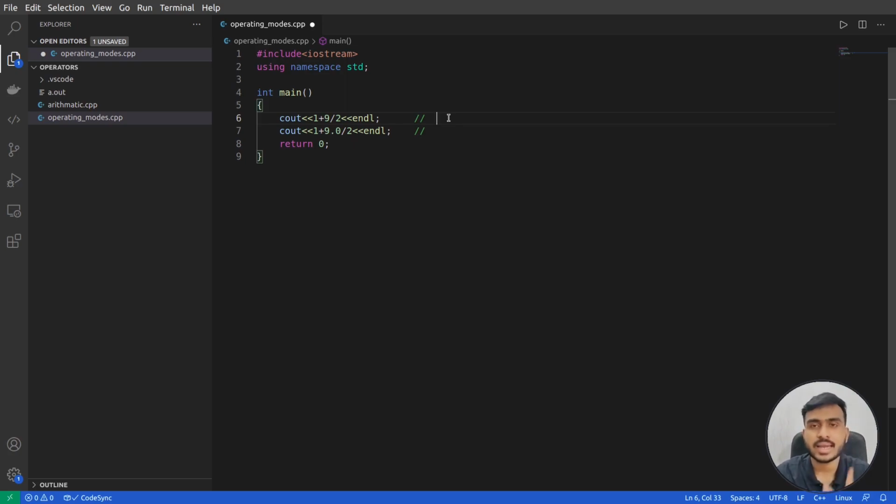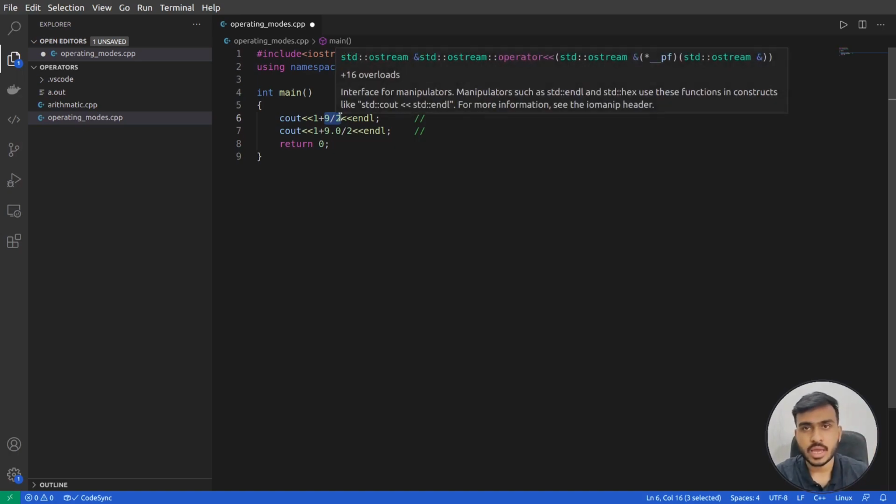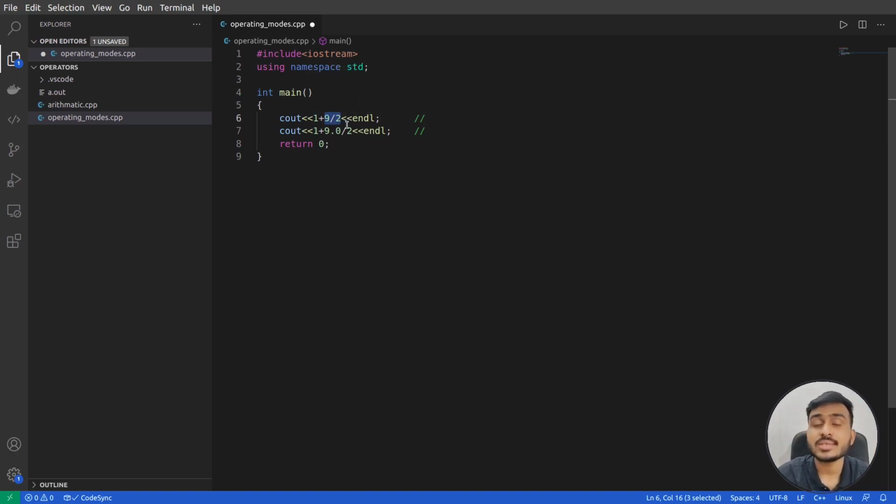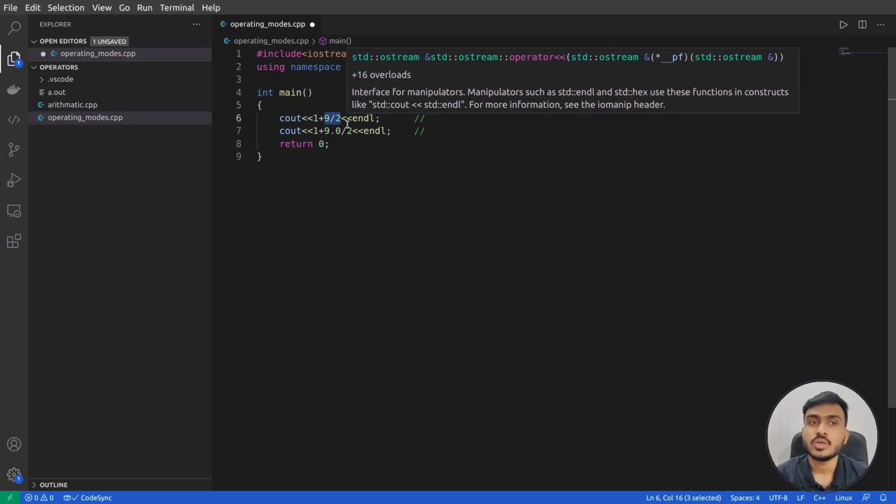So let's understand how this cout will work. In this cout, we are printing the result of one expression. What is the expression? The expression is 1 plus 9 divided by 2. The operation 9 divided by 2 will execute first and then the addition operation will execute. So what will be the answer of 9 divided by 2? If we calculate 9 divided by 2, the answer will be 4.